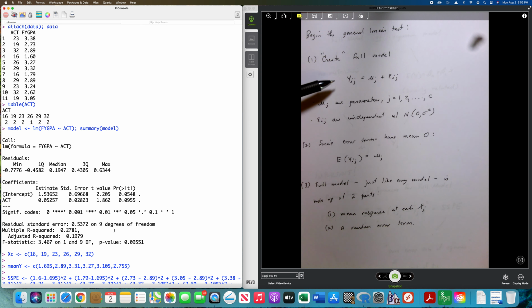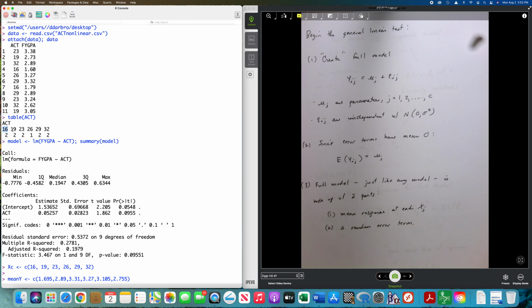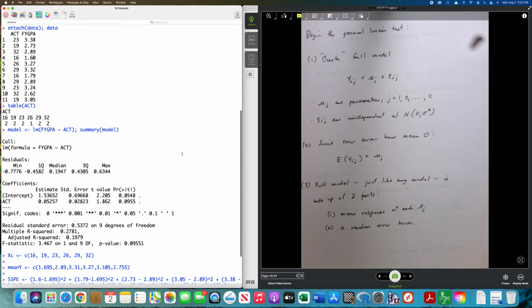So we create a new model, right? It's called the full model. Here the n sub j's have parameters, again, j equals 1, 2, 3 up to c, and the errors are independent and normally distributed with mean 0 and variance sigma squared. Since our error term has mean 0, then we know that the expected value for y sub ij must be the mean at that particular j level, right? So again, this j, just so it's clear, because it's extremely important: 16 would be j equal 1, 19 would be j equal 2, and so on and so forth.